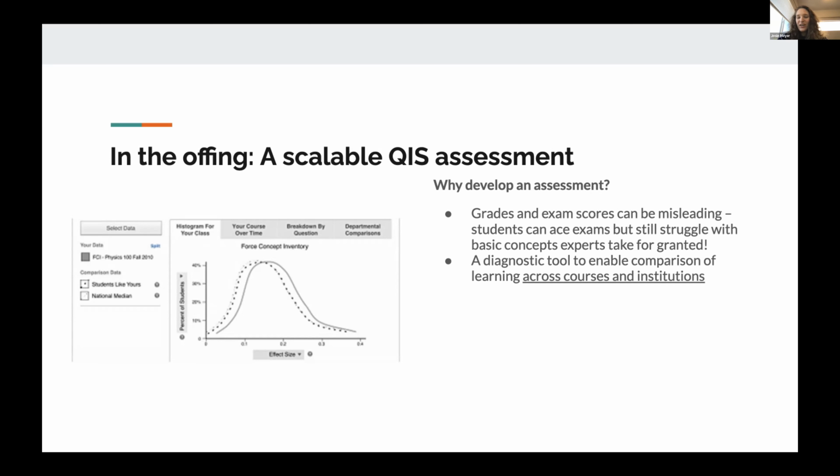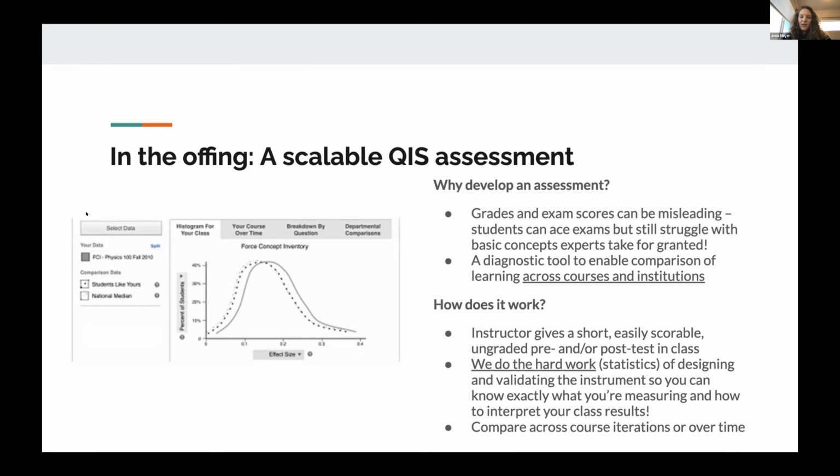So what we want is some sort of diagnostic tool that we can use to compare learning across courses and across institutions to really identify what best practices, what's working, so that we don't have to keep reinventing the wheel. So how this works is we do the hard work of giving you, as an instructor, a short, easily scoreable, ungraded pre or post test that you can give to your class. It'll be multiple choice or similar things, very often computerized, where all the stats are done for you. It has to be ungraded, otherwise it becomes an incentive to study for it, which obscures a lot of the information that we're likely most interested in.